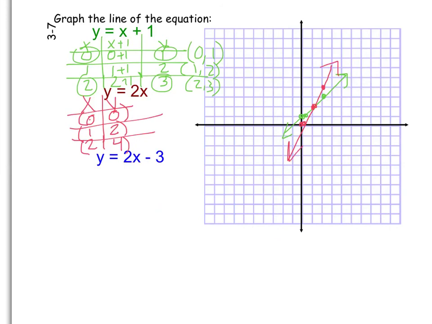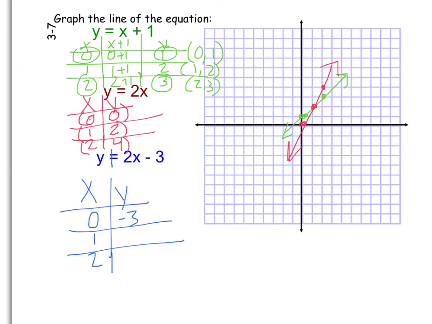Okay? And in blue, I'm going to do the same thing. I'm going to do these in my head. Maybe it's easier for you to make your full function table. It's up to you. So I'm going to plug in this and say 2 times 0 is 0, minus 3 is negative 3. 2 times 1 is 2. 2 minus 3 is negative 1. And 2 times 2 is 4, minus 3 is 1. So I'm going to graph that: 0, negative 3; 1, negative 1; and 2, 1.